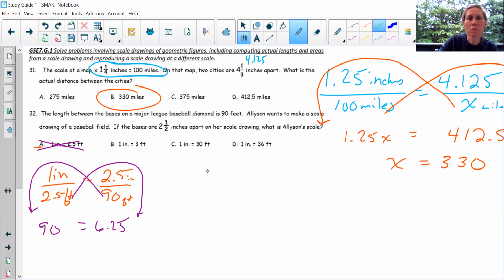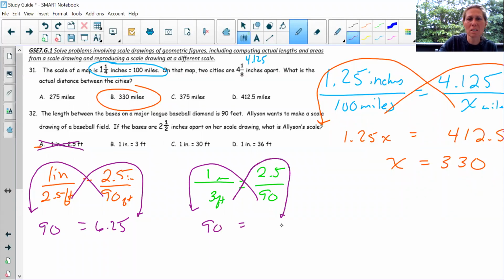Let's look at B. 1 inch to 3 feet, and I want to know 2.5 inches to 90 feet. Let's do cross products. Let's see if it works. 90 times 1 is 90. Is 2.5 times 3 90? No. 2.5 times 3 gives me 7.5. That's not right either. B is out. All right, let's look at C. Let me erase some of this over here. I'm going to need that room.